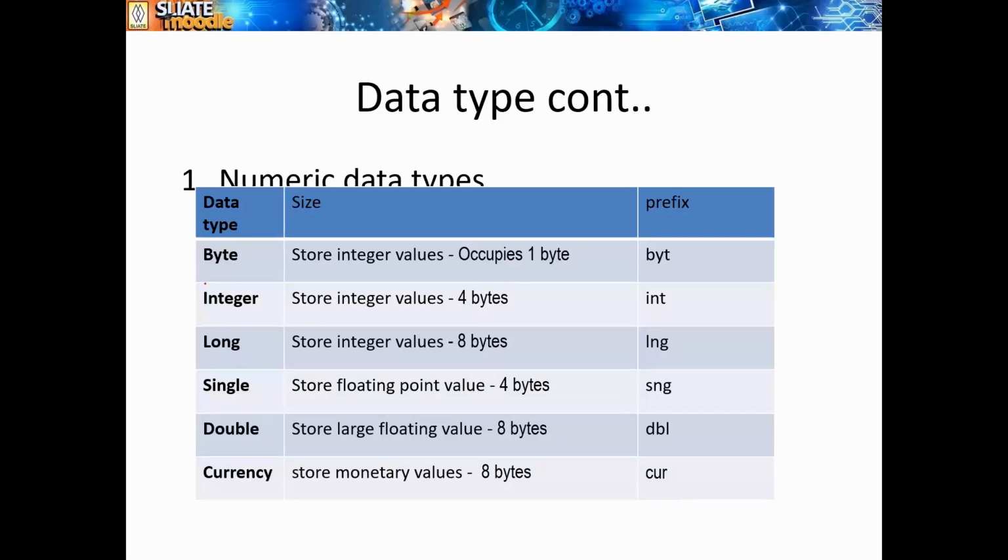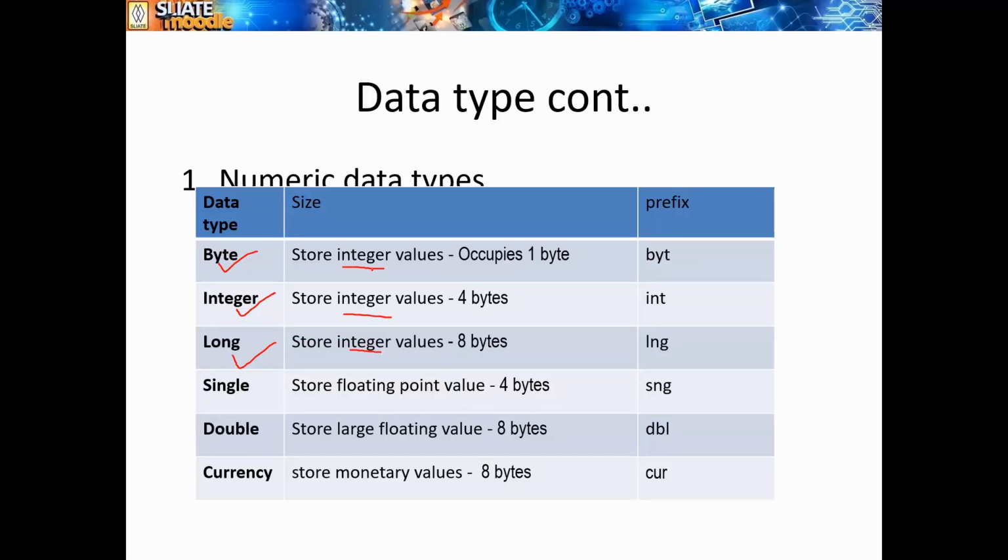There is a data type set here too: byte, integer, long, single, double, currency. Right? So byte will store an integer value and it will occupy 1 byte, right? So for smaller numbers you can use byte, integer for 8 bytes, long for 4 bytes. So all these three are integer types. Integer, integer, integer. That means you are going to store numbers.